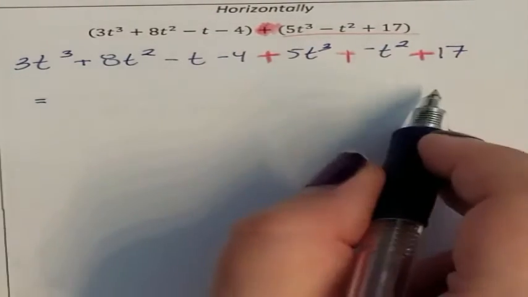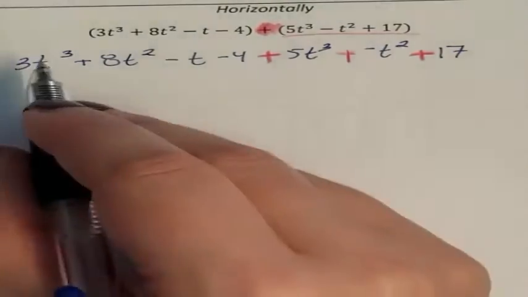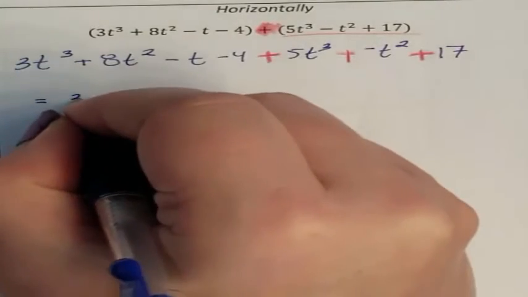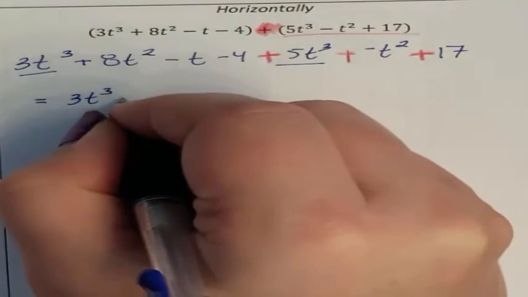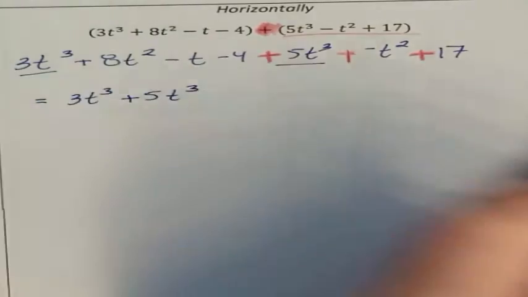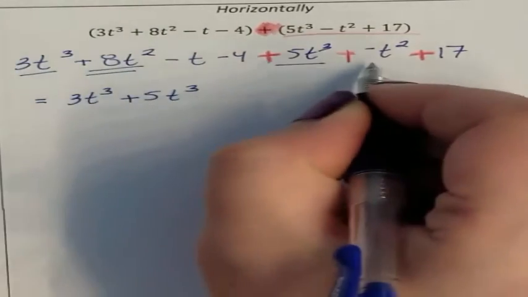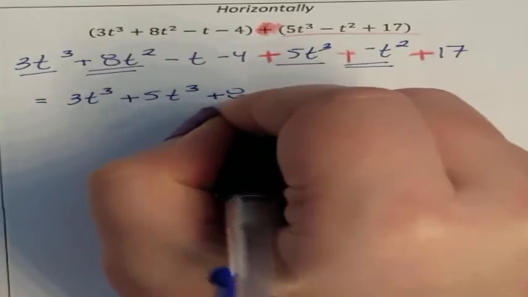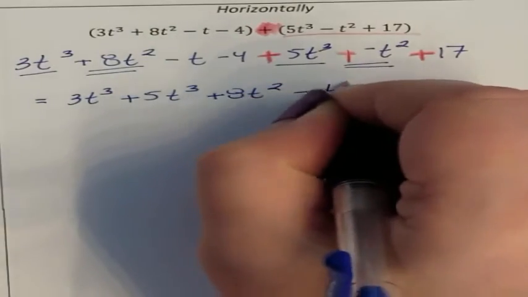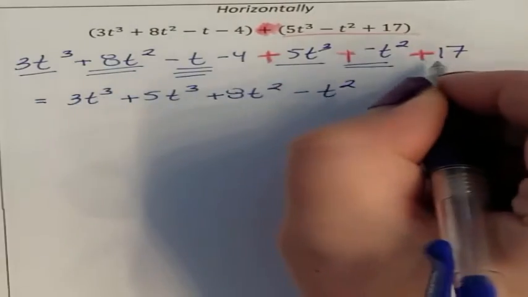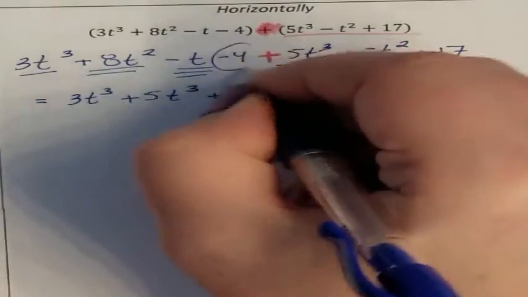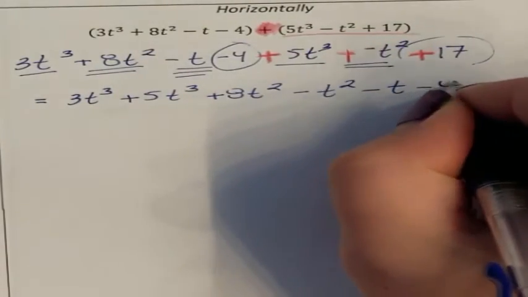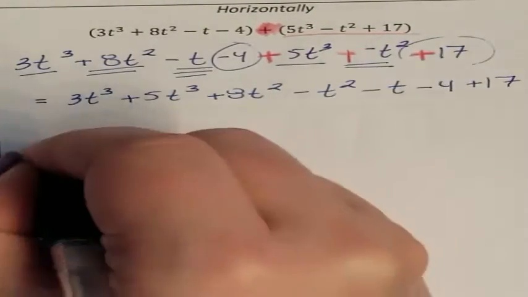I'm going to rewrite it so common values are next to common values. So t to the third, there was a 3t to the third. I'm looking for another t to the third. It's right here, and that was a plus 5t to the third. T squared and t squared, I'm going to write them so they are right next to each other. T's can only go next to t's. I don't see another t, so that's a minus t. And constants can only go with constants, so it was a minus 4 and a plus 17.